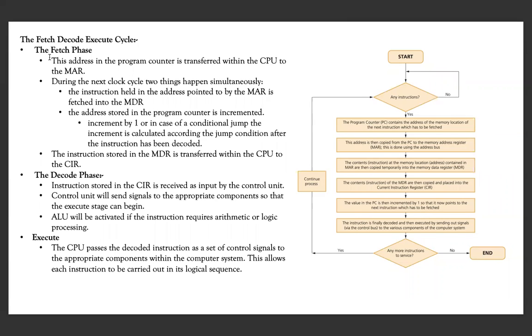Okay, let's look at the fetch phase first. The address in the program counter is transferred within the CPU to the MAR. So the first step in the fetch phase is that data from the PC, which as we remember holds the address of the next instruction, is transferred from the PC to the MAR. During the next clock cycle, two things can happen simultaneously. One is that the instruction held at the address in the MAR is brought into the MDR. So that's the first thing that happens. MAR has the address of where data is to be read from, and that data is brought into the MDR.